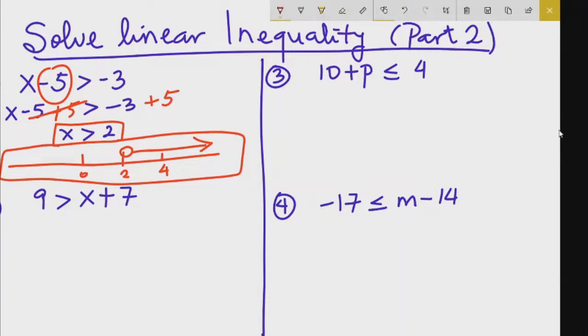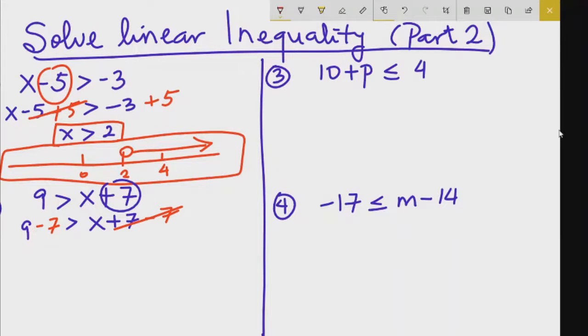For question number 2, we have 9 greater than x plus 7. Again, we want to isolate the x on one side. So we want to get rid of the 7 by subtracting 7 from both sides. We have 9 minus 7 is greater than x plus 7 minus 7. So 7 minus 7 goes to 0.